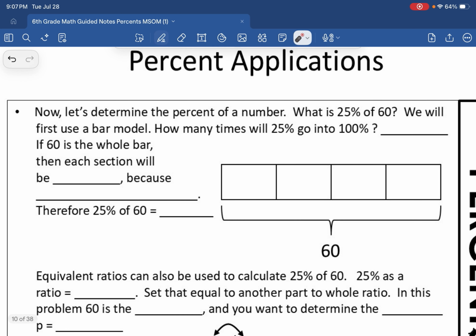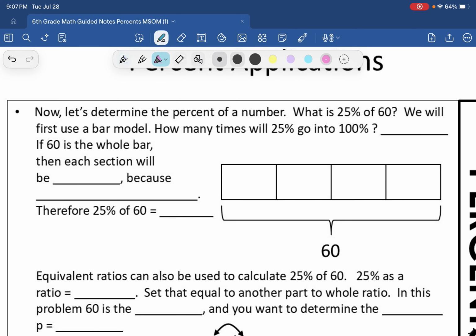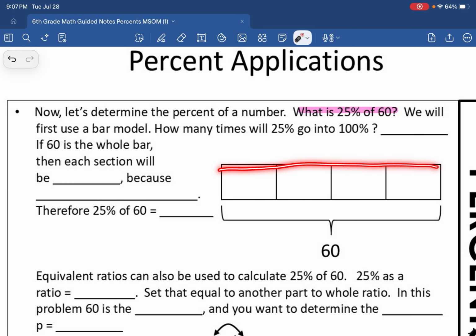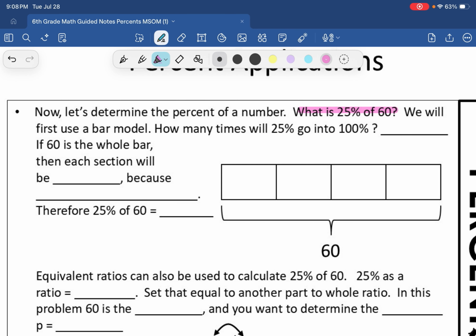Now let's determine the percent of a number. What is 25% of 60? We will first use a bar model. So we are going to draw a bar model right here. So you have a bar already drawn for you. And it's asking us how many times will 25% go into 100? And that's going to be your first question, is how many times will the percent go into 100? If you don't know, you can divide 100 divided by 25, but you should know, hopefully, that that is going to be 4.